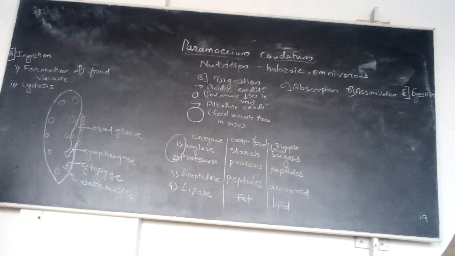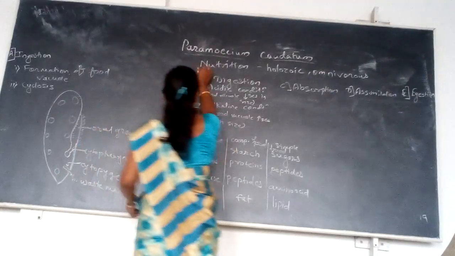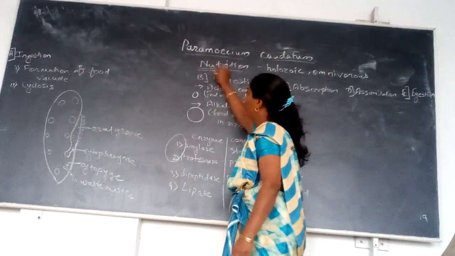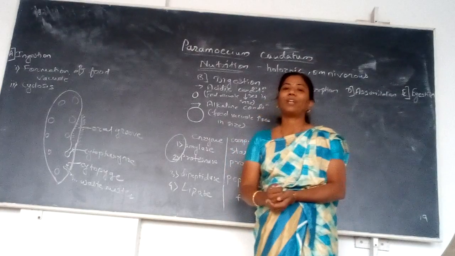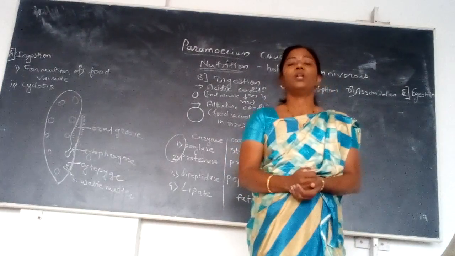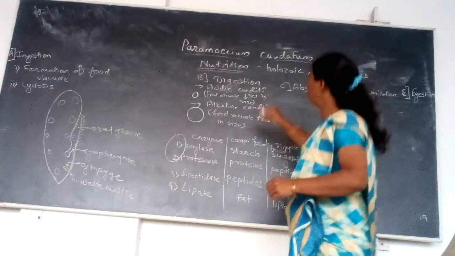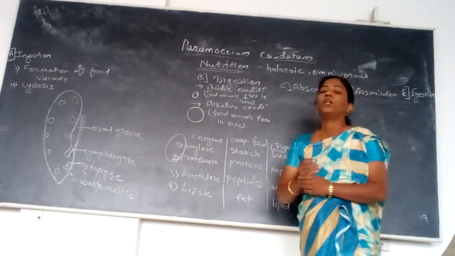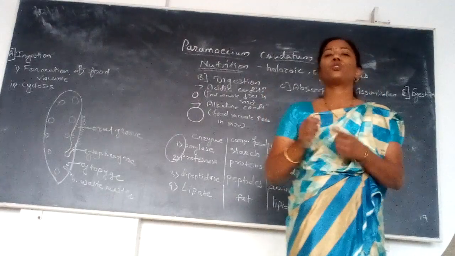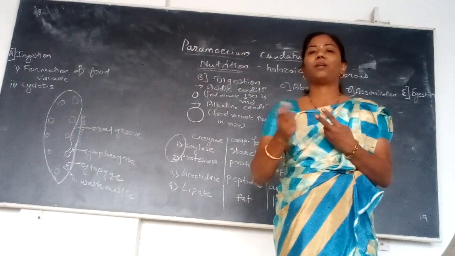Students, in this video, we will study the process of nutrition and digestion. Nutrition is related with the process of digestion in the higher animal. If you study the food material of the Paramoecium, it shows the holozoic type of nutrition. The Paramoecium feeds on different types of bacteria and small fragments of plant material.